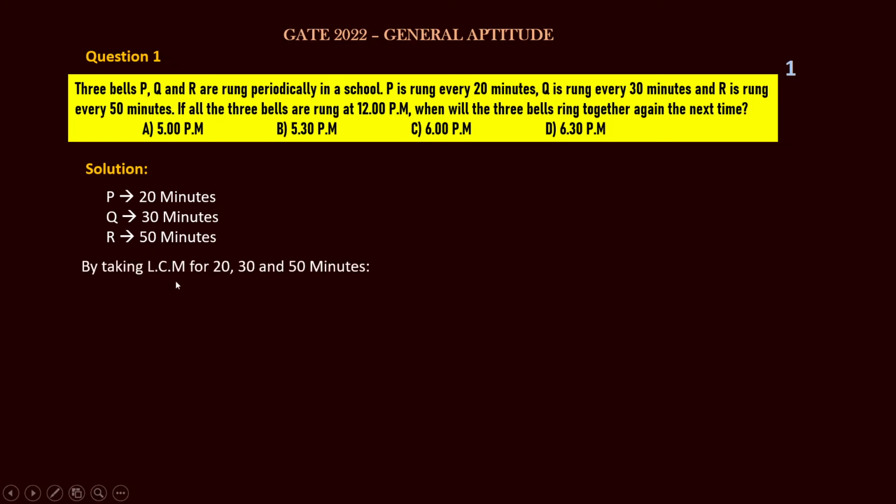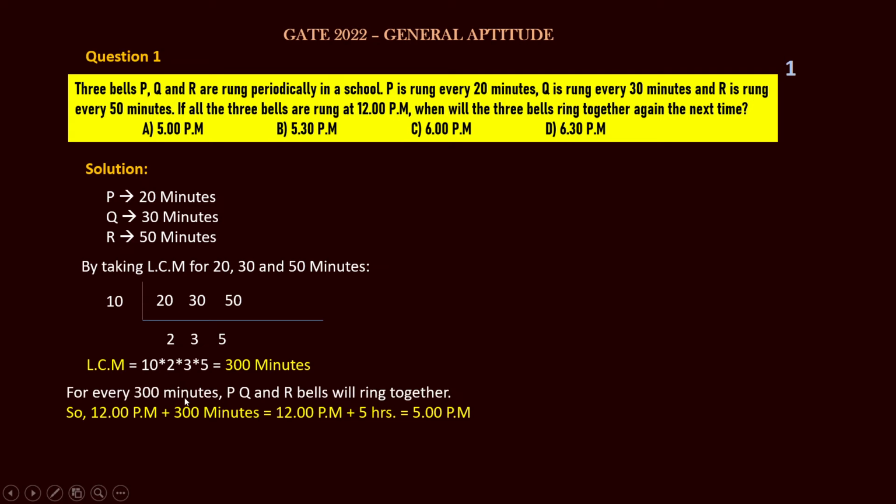We need to find the LCM for three numerical values. When we find the LCM of 20, 30, 50, these three numbers can be divided by 10, so it becomes 2, 3, 5. When we take the LCM, the value will be equal to 300. So 300 minutes is the least common multiple of those values. With this LCM value, we can find the next time. What is the previous time given? 12 p.m. So every 300 minutes, P, Q and R bells will ring together.